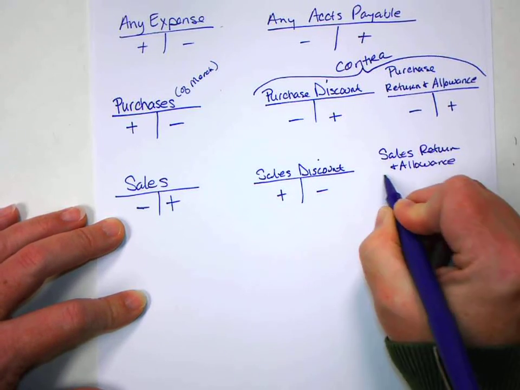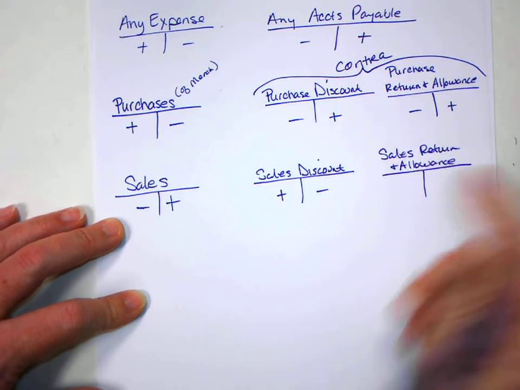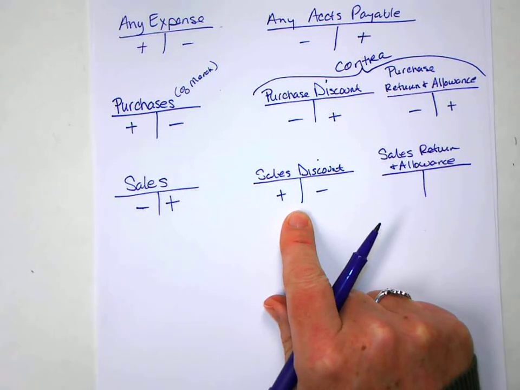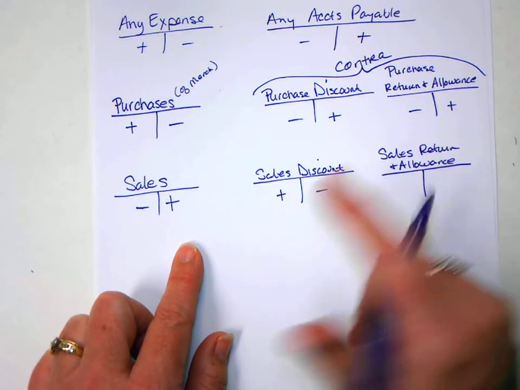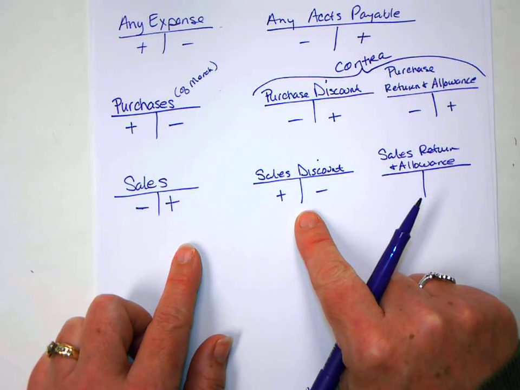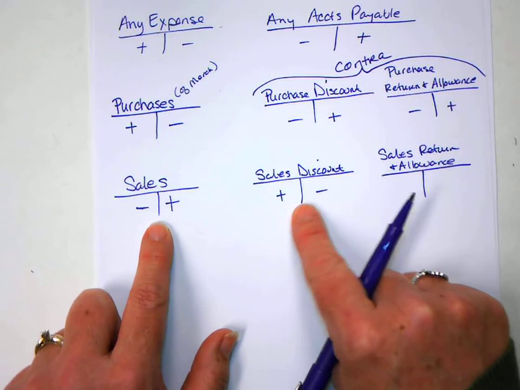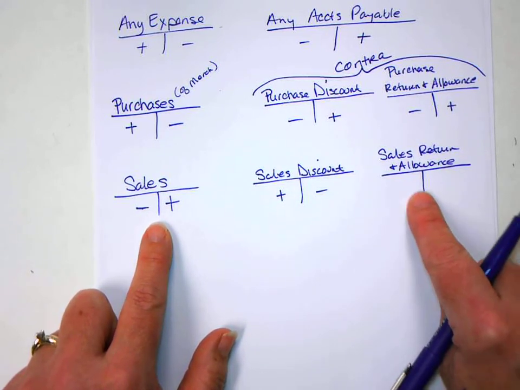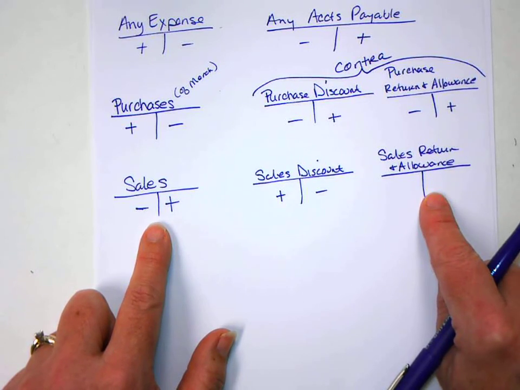And again, using these accounts, we make a sale, they're going to pay us really quickly, we're going to give them a discount for that, and we're going to keep track of it in a separate account. Okay? And so it'll actually reduce the amount of sales that we had. Also, sales return and allowances.